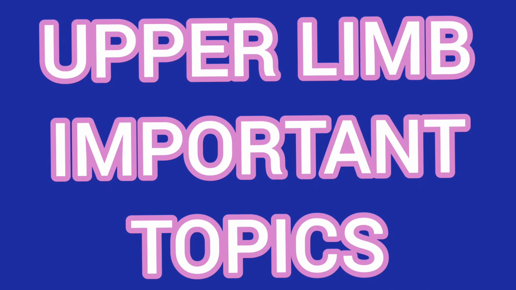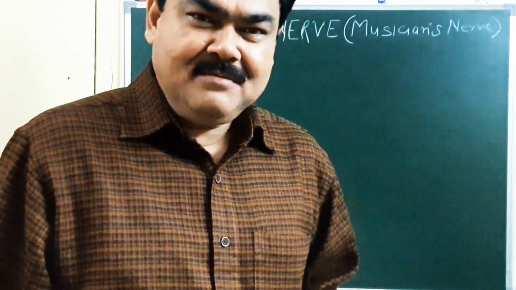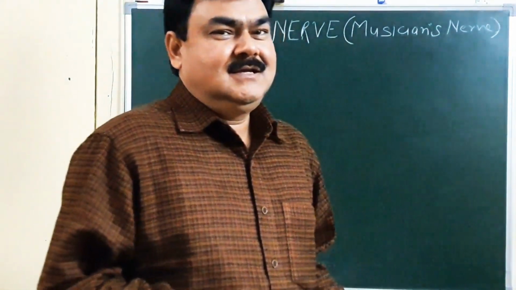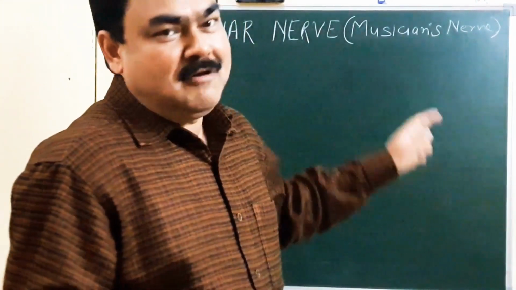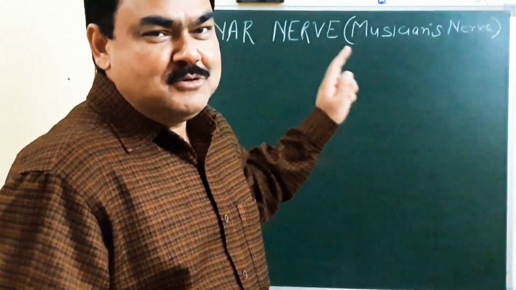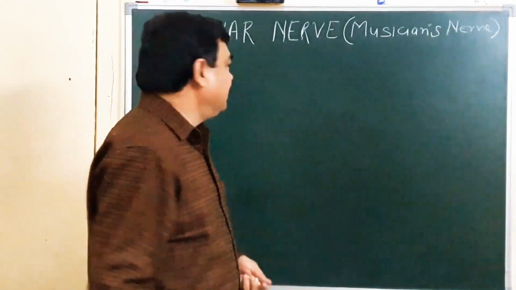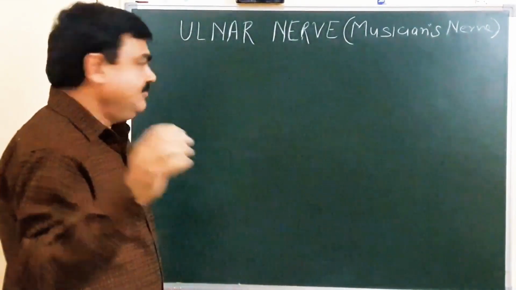Now we will discuss the anatomy of the ulnar nerve. The ulnar nerve controls the movement of the fingers. It is also known as the musician nerve, as it is often used by musicians. So first of all, we make a diagram.